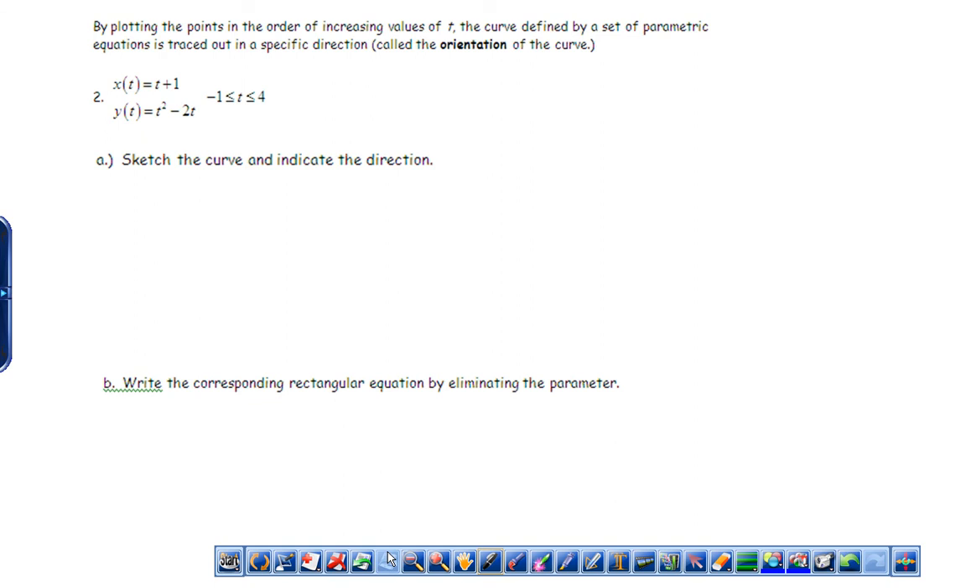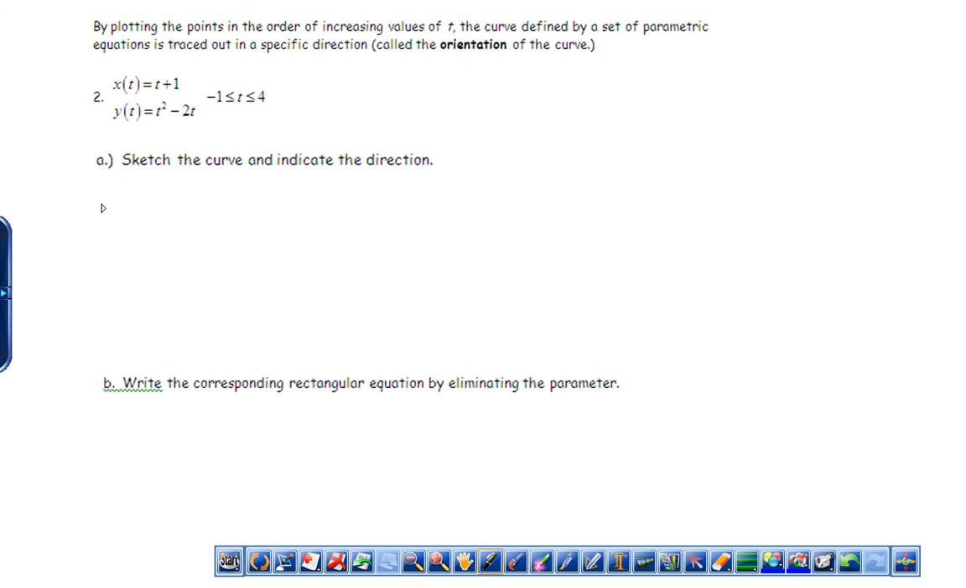Okay, my next question says, by plotting the points in the order of increasing value of t, the curve defined by a set of parametric equations is traced out in a specific direction. And this is called the orientation of the curve. So I've given you two parametric equations again: x of t is equal to t plus 1, and y of t is equal to t squared minus 2t. And I've given you a new boundary here, negative 1 to 4. It says sketch the curve.